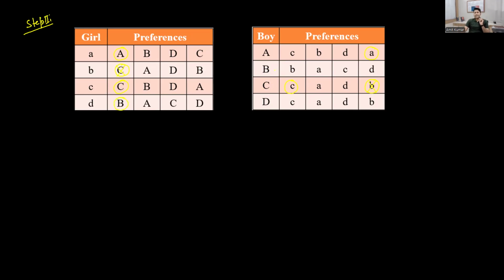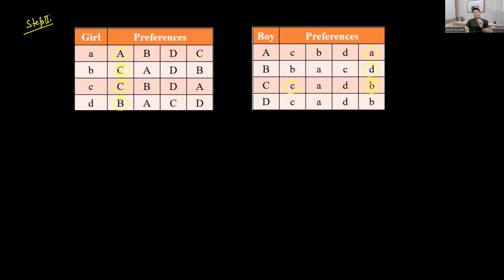B didn't get any offer till now, so the offer has to be accepted by B. So this is about the first round. A is settled with A, C is settled with C, D is settled with D. But still B is not settled anywhere. So we will start the choice number two for everyone.